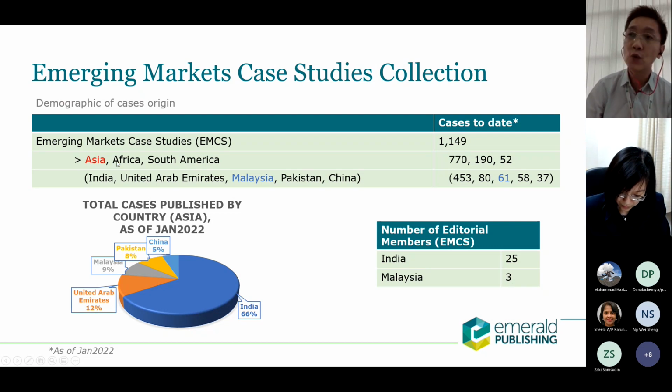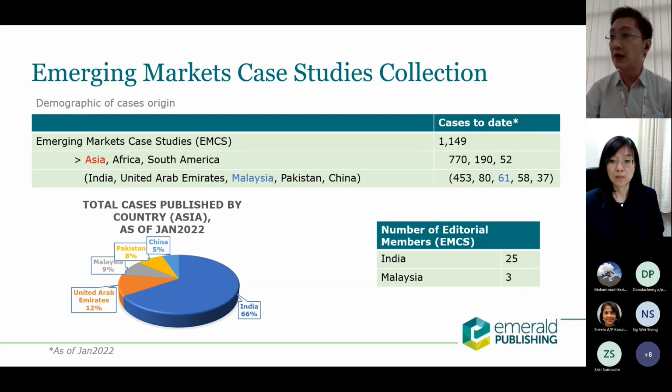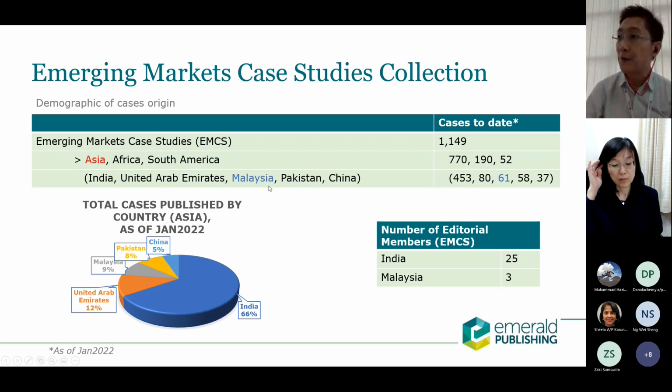And from Asia, who are the top contributing countries? We can see the first is India, the second is the UAE, and the third is Malaysia. From India, 400 over cases have been published in total, 80 from the UAE, and Malaysia we have 61. This is considered the biggest number in Southeast Asia, right? We even have more than Pakistan and China.